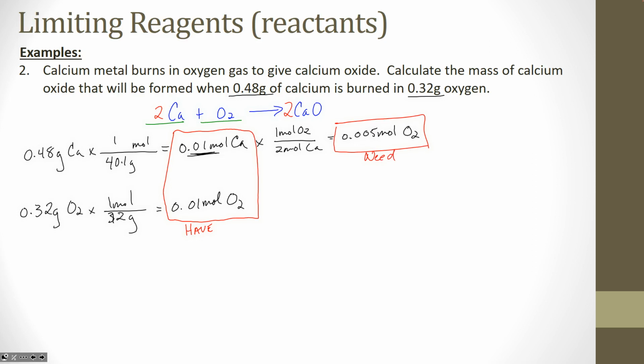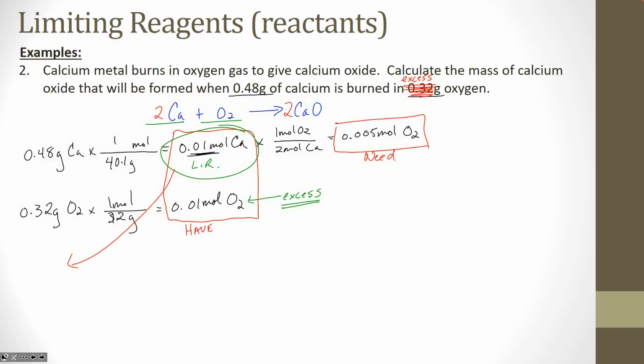So I always go back and compare what we need to what we have. Well, I need 0.005, I have 0.01, I have more than I need. If I have more than I need, we can call that extra or excess, which means that this is my limiting reagent. Again, what we've done is figure out which number we have to use in the question. Since calcium is my limiting reagent, I can get rid of this 0.32 and say I have excess oxygen. So now I'm going to use the calcium to solve for the answer.